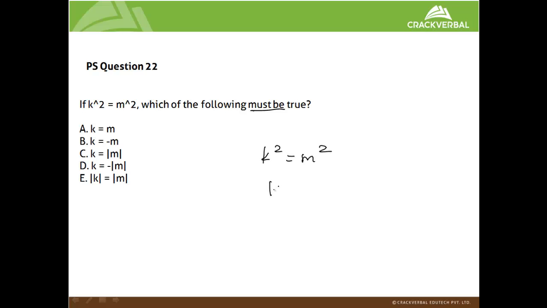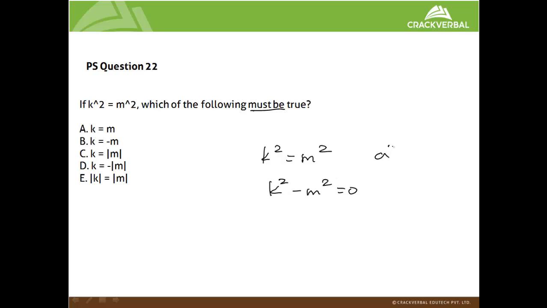Many students think about taking the square root, but don't do it. Taking the square root will give you only one value. It's not going to give you all the values. Taking the square root will give only the positive value here. So let's bring the m square to the left hand side. So k square minus m square is equal to 0.